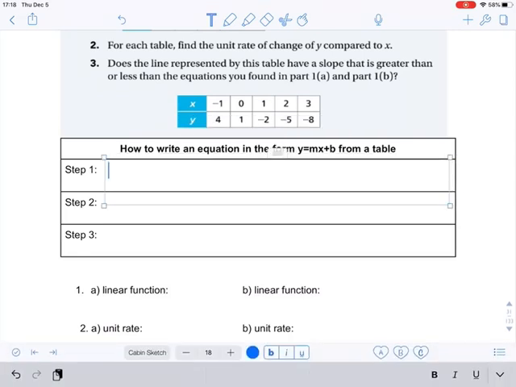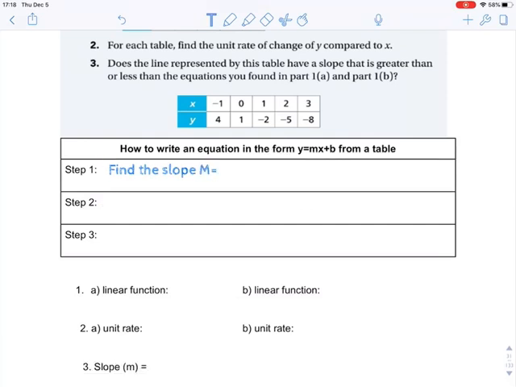First thing we need to do is find the slope. Find the slope. Okay, use your slope equation. M equals change in y, y2 minus y1 over x2 minus x1. Okay, and that finds your slope. Okay, delta y over delta x.